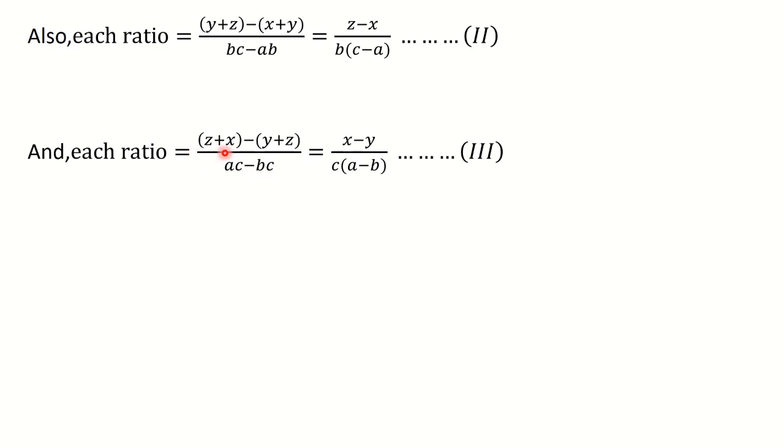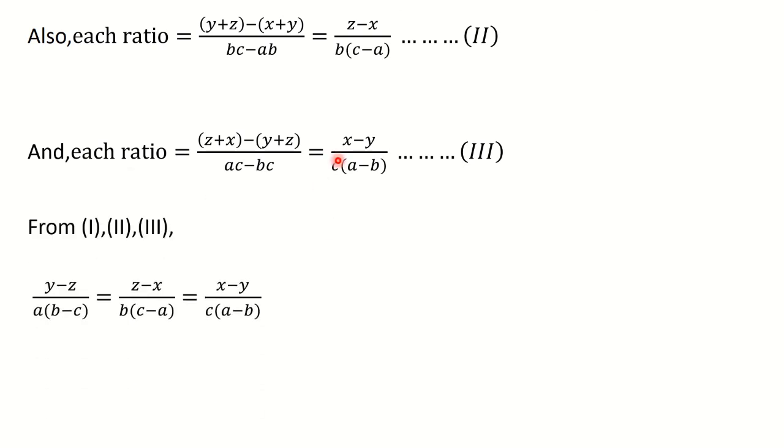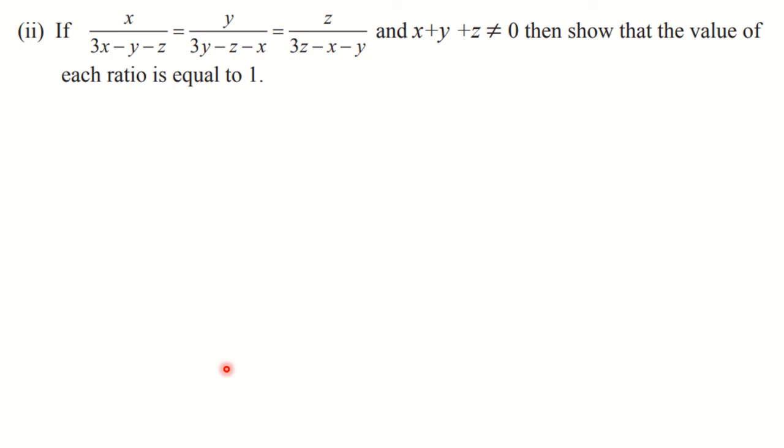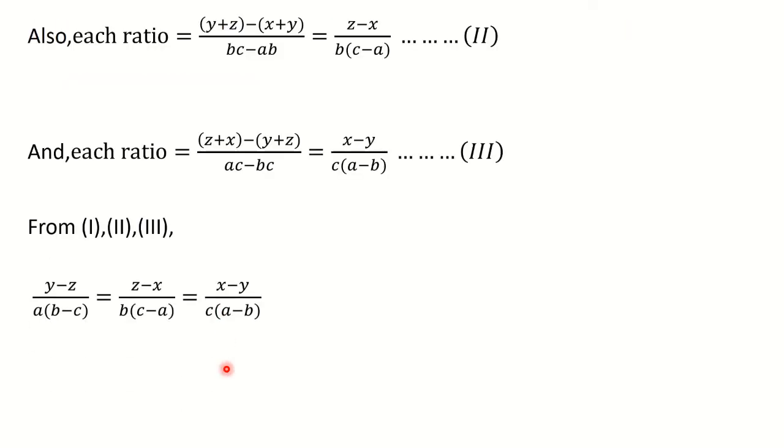Okay, so (z plus x) minus (y plus z). So here z and z will get cancelled and you will get x minus y upon c inside the bracket a plus b. Again c is taken out common. So these 1, 2 and 3, they are values of each ratio. That means they all are equal. We can write down from 1, 2 and 3 that all these 3 are equal, which we want. That means hence we have proved that they are equal.